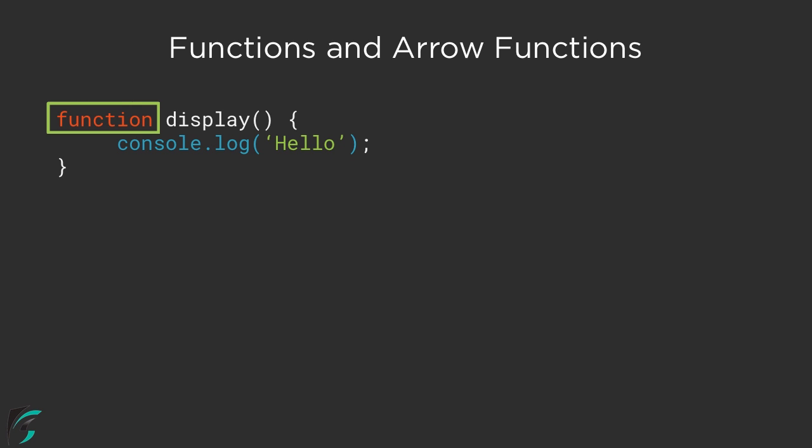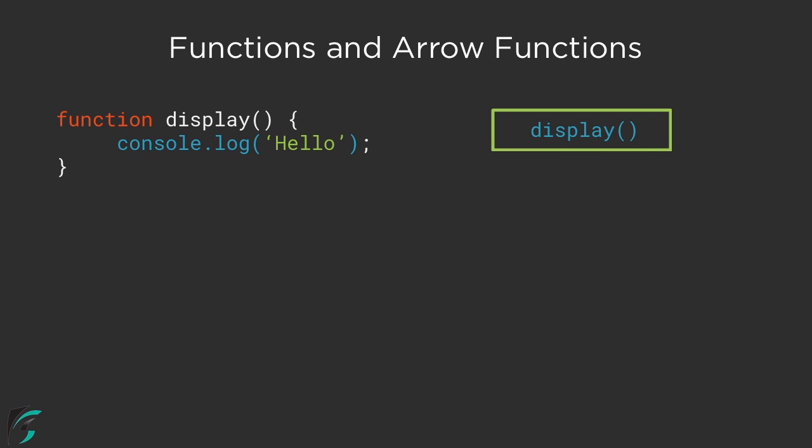So a typical function in JavaScript appears like this. It has a function keyword followed by its name, then parentheses for the parameters, then we have the function body. And to call this function, we just use the function name followed by the parentheses. So nothing new till now.